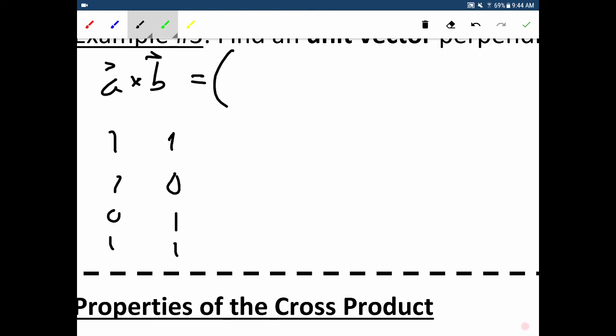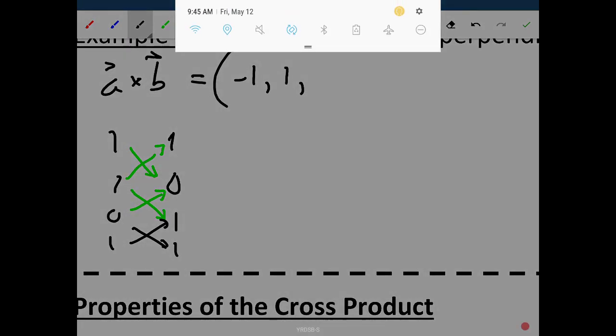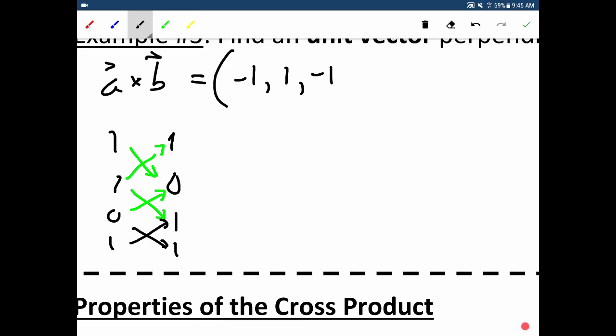All right. So we'll have 1 times 0, which is 0, minus 1 times 1, which is -1. And then we'll have 1 times 1 minus 0, which is just 1. And then we'll have 0 times 1, minus 1 times 1, which is -1.